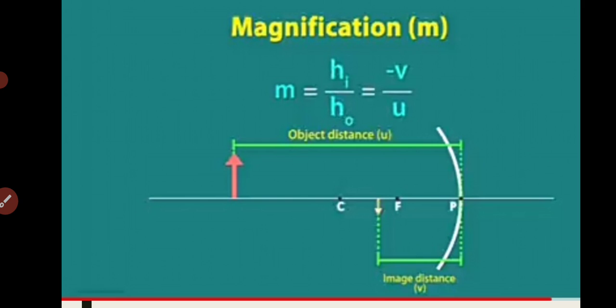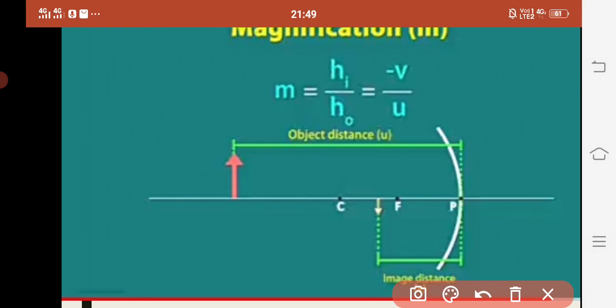Magnification can also be written as m is equal to hi upon h naught, that is height of the image to the height of the object, which is equal to the minus of image distance upon the object distance, that is minus v upon u, where v is the image distance and u is the object distance. Keep in mind that every distance is taken with P or the pole as a reference point.